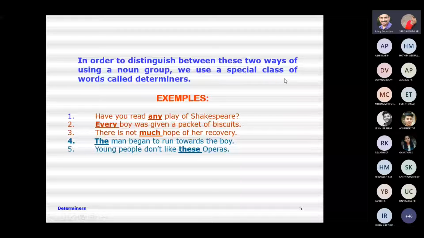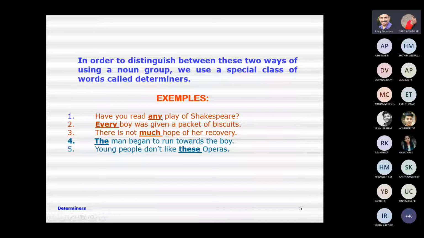So here you can look at the example. Have you read any play of Shakespeare? So it tells us any. Have you read the play of Shakespeare? That is not what was asked, but any play. It limits, any one, have you read at least one, any play. So any is a determiner. So you know already these determiners.